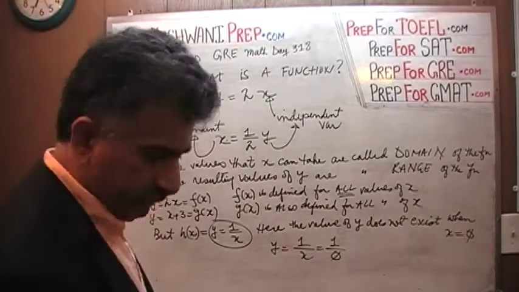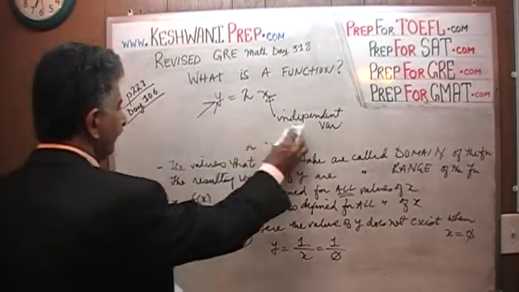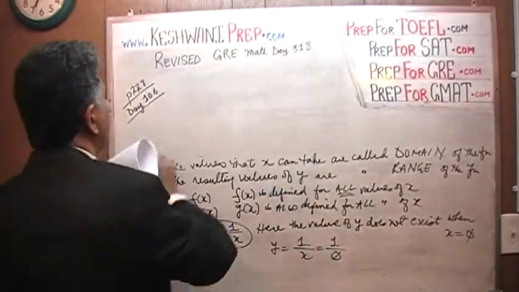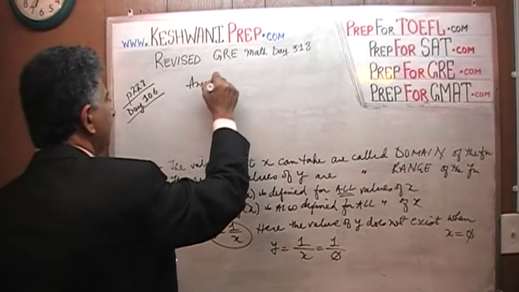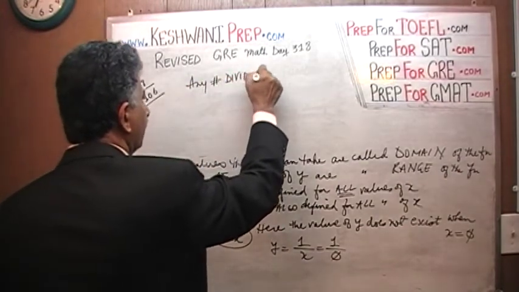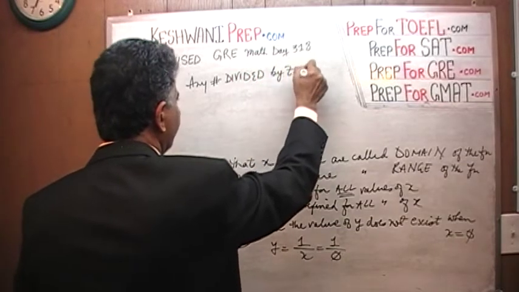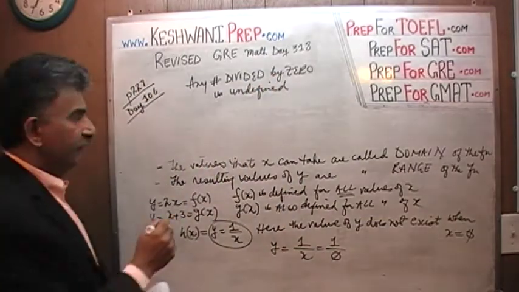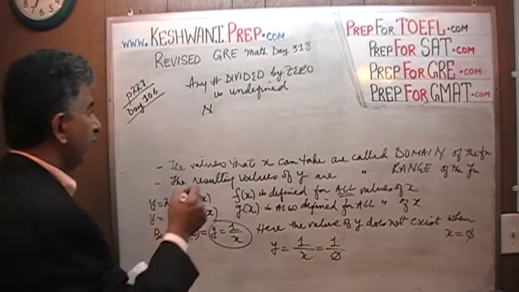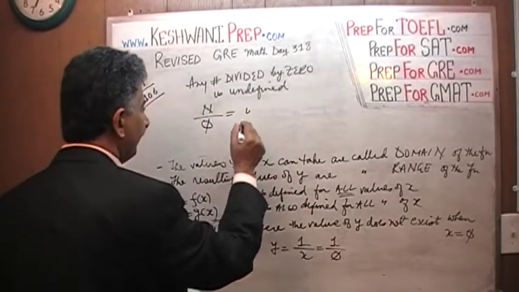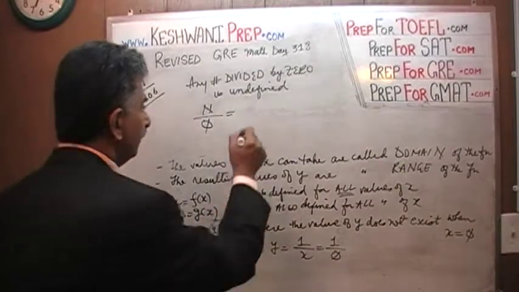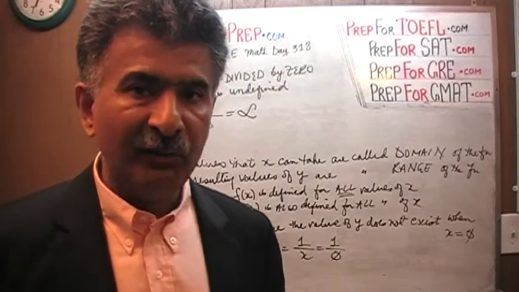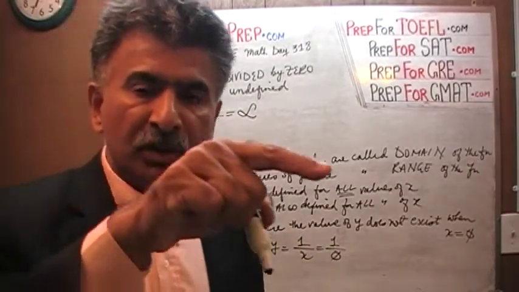We need the room, so let's continue on the top here. Any number divided by 0 is undefined, and this is how we write it. Any number, which we represent with the letter n, divided by 0 is undefined. Now what does it mean when you say undefined? Well, it's called infinity because it is not a defined value. It's not a value that you can put your finger on.